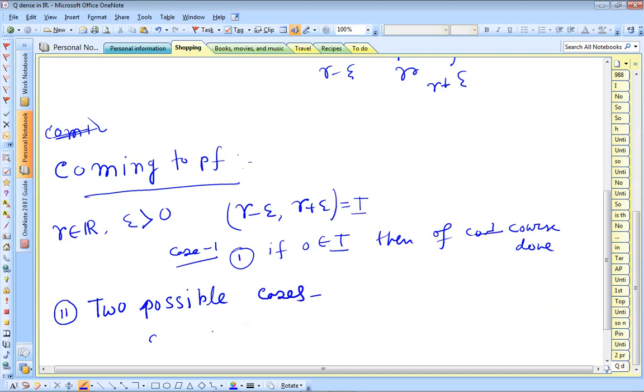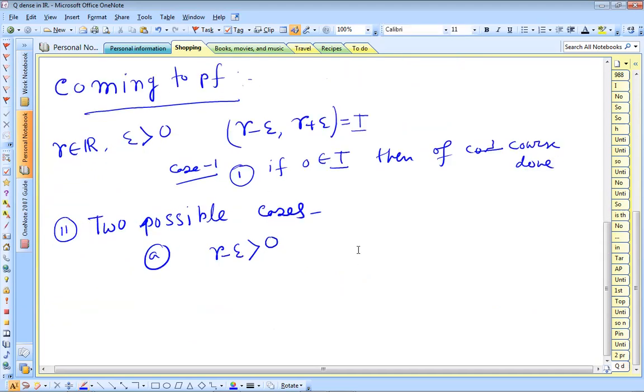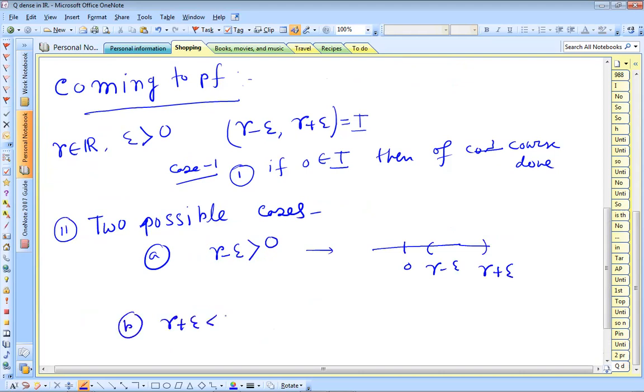One is R minus epsilon greater than 0, and in this case it will look like this. Here is 0, here R minus epsilon, here R plus epsilon. In the second case, R plus epsilon will be less than 0. In this situation, it will look like this. Here we have 0, and here R plus epsilon, so somewhere here R minus epsilon is there.